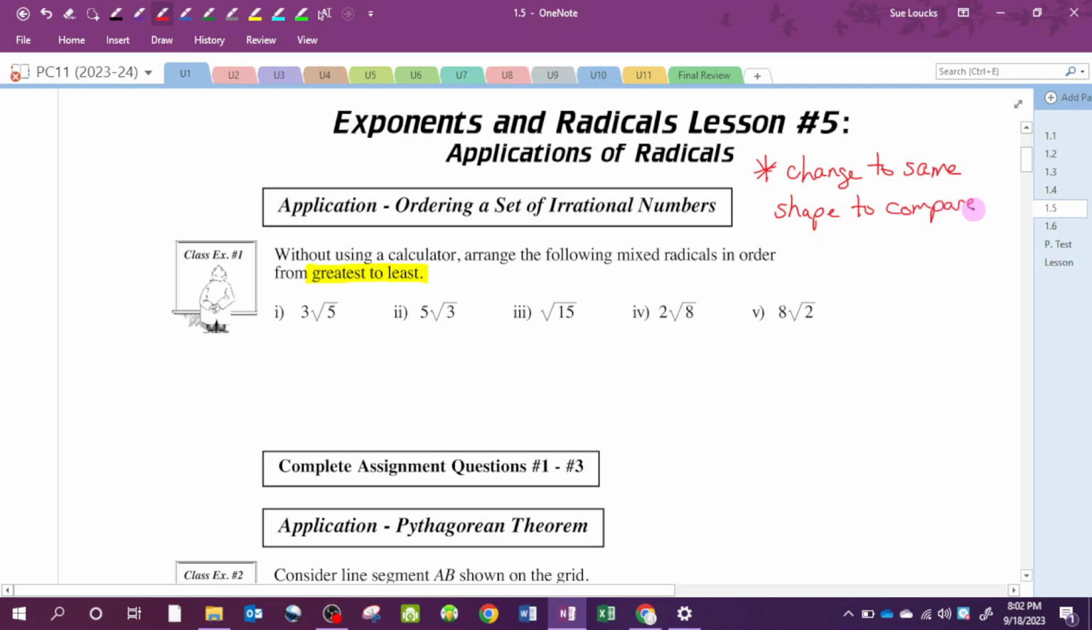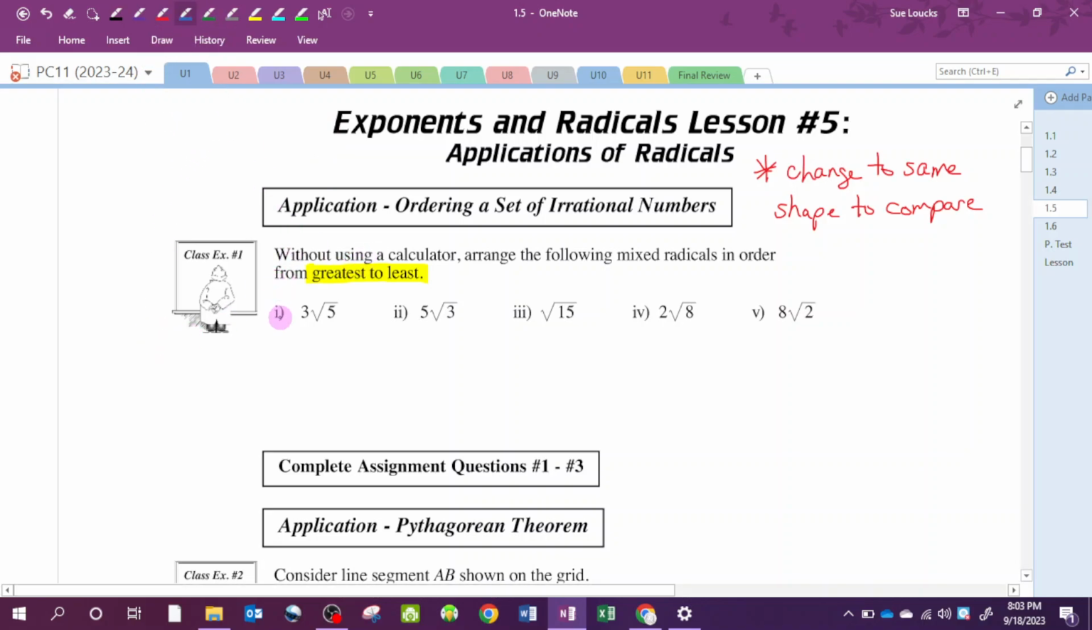Because I don't have a good idea of what root 5 equals or root 13 or like root 8. I don't know what those numbers are. I mean, I guess I could make a guess. But the strategy that you want, because it will always work even if the numbers are really close, is to put them all the same shape. And that means in this case, you're going to make them all complete or entire radicals. Okay. Then they're all the square root of something. And that makes it easy to compare.